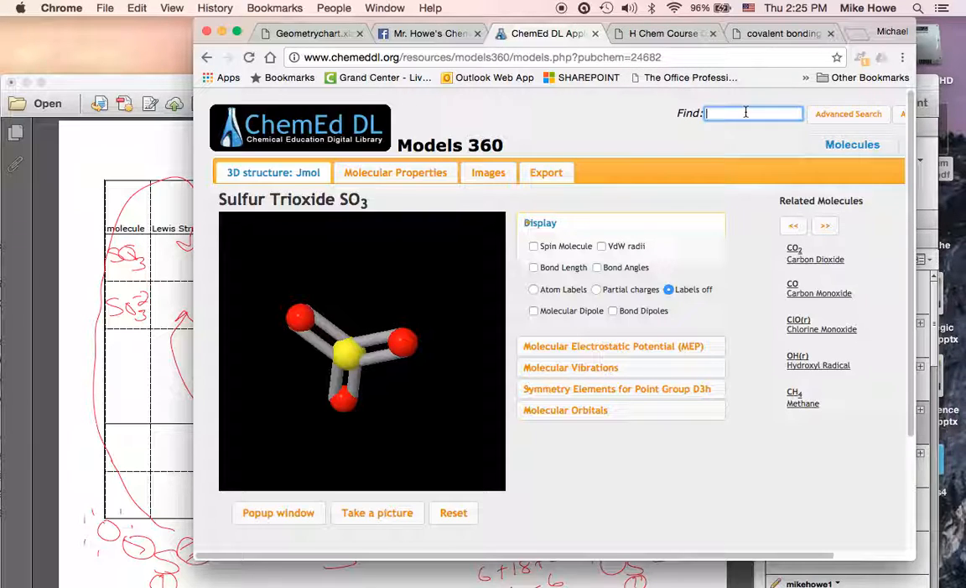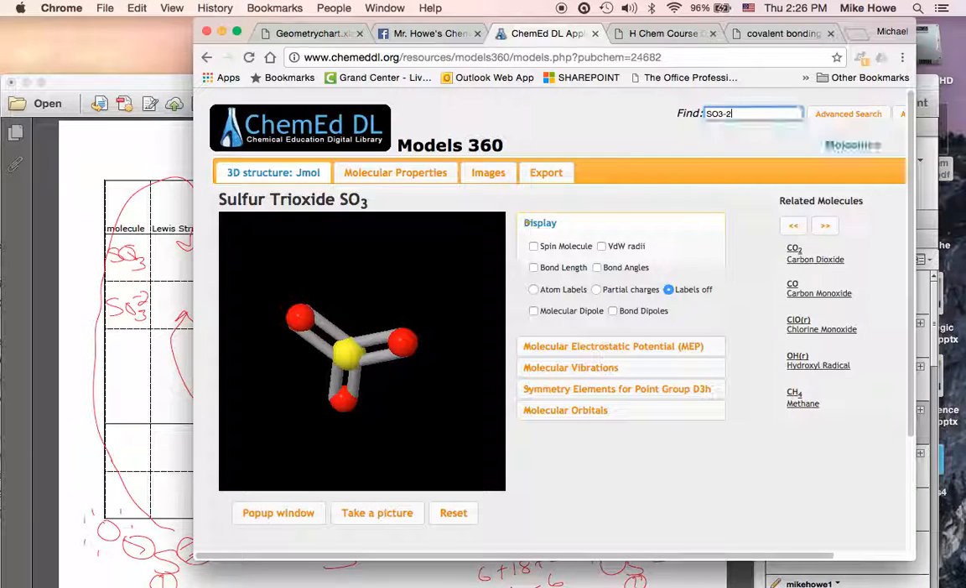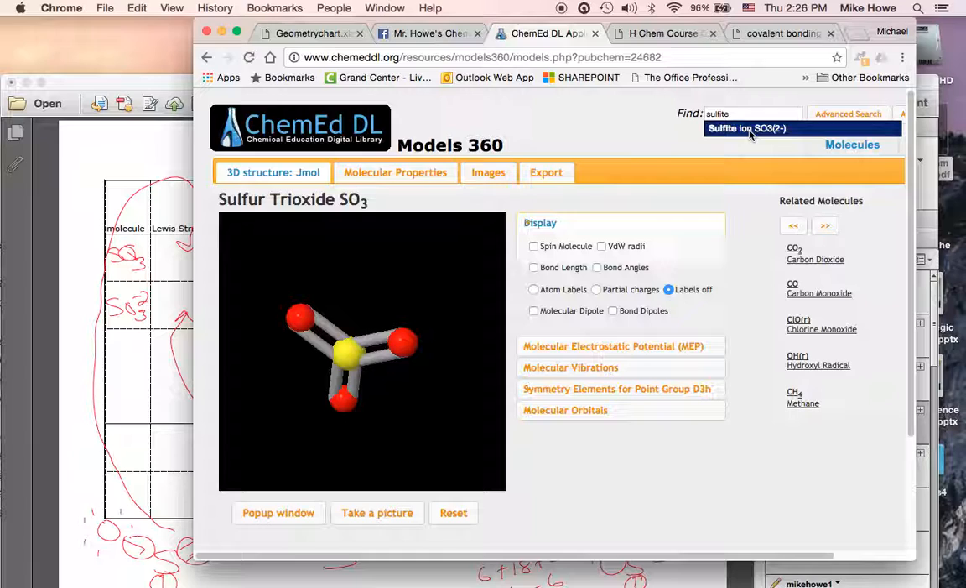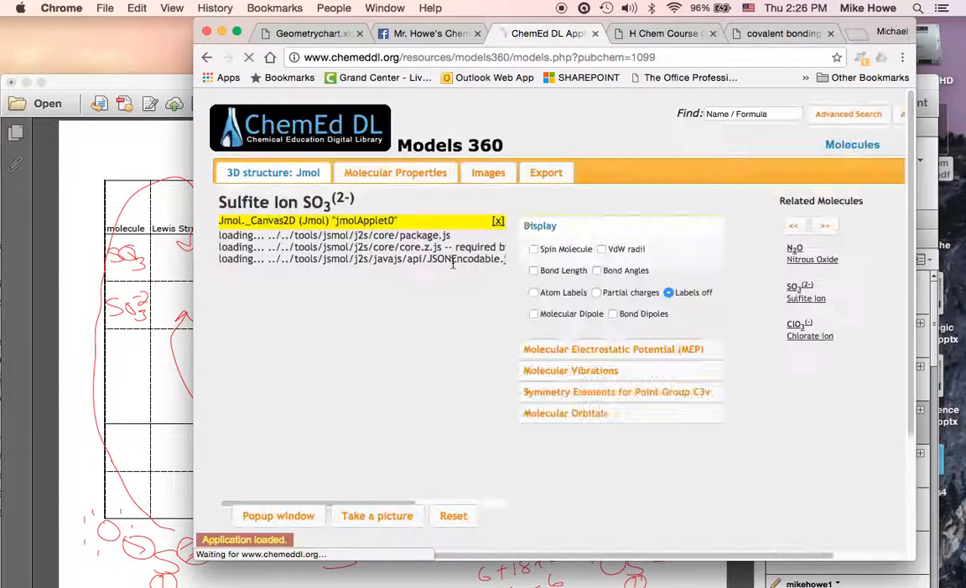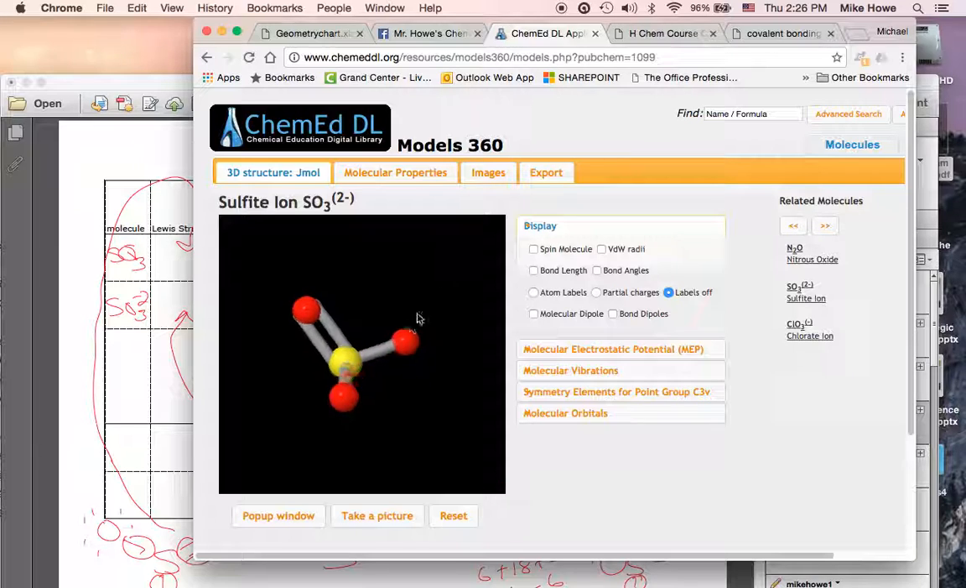If on the other hand you did SO3 negative 2, well, let's just call it sulfide ion, it's going to look like this. And once again, I drew it with all single bonds, and this has a double bond, and we're going to learn why that is. But the shape is still the same. It has basically a pyramidal shape, or a pyramid shape.